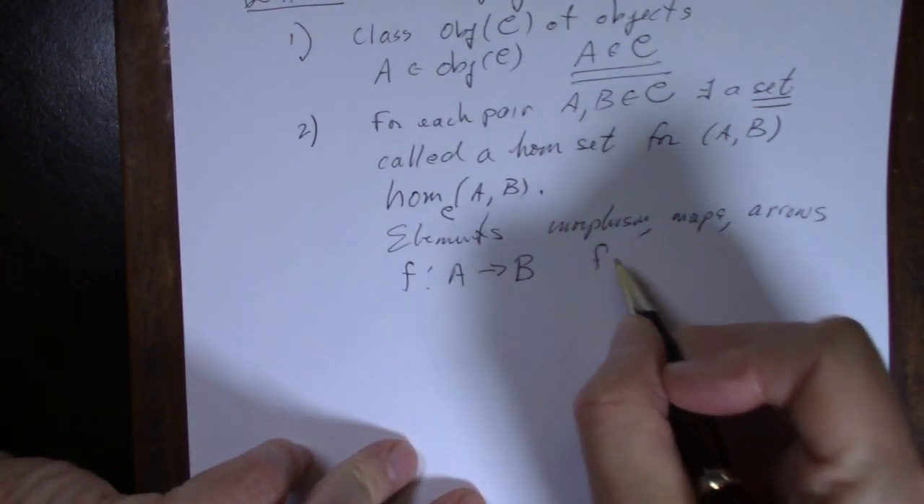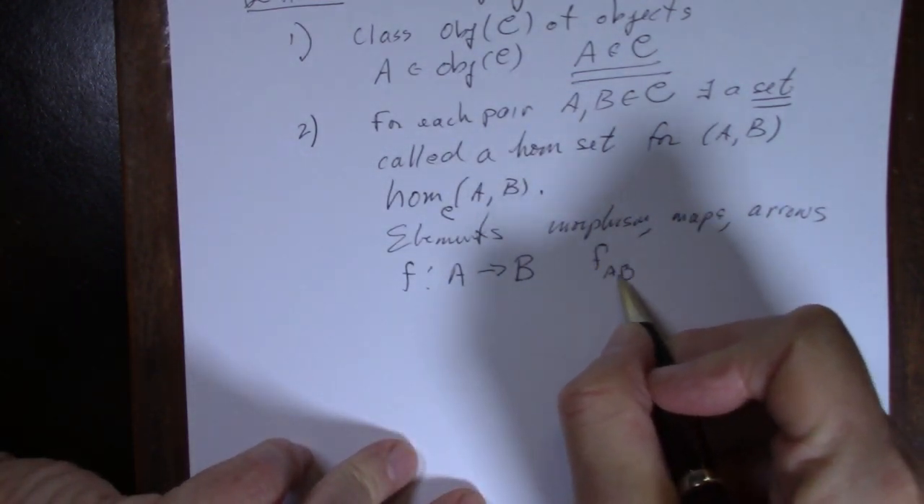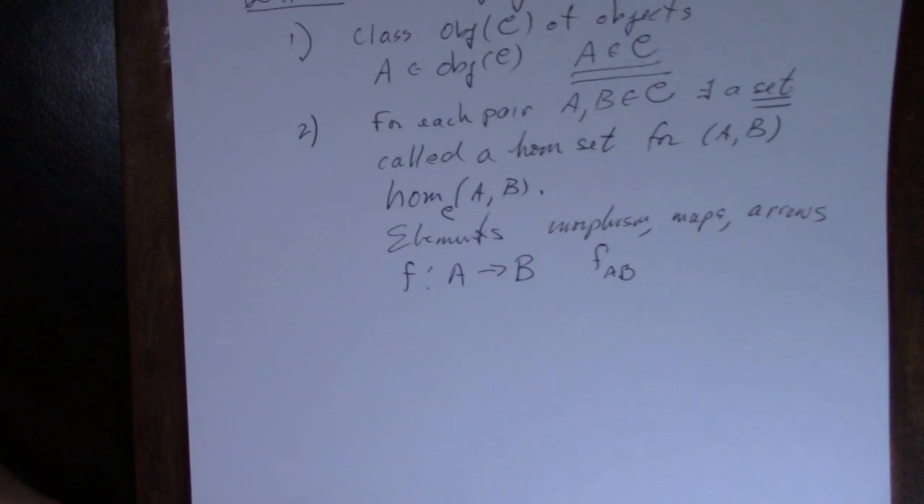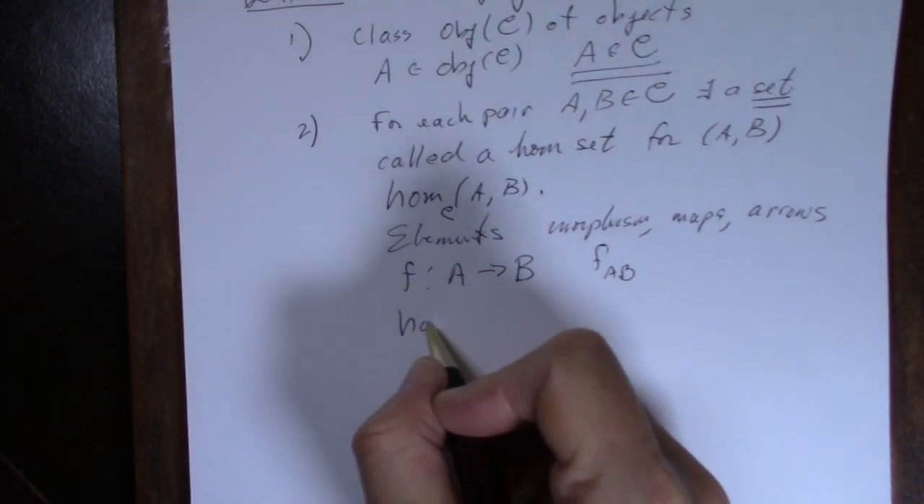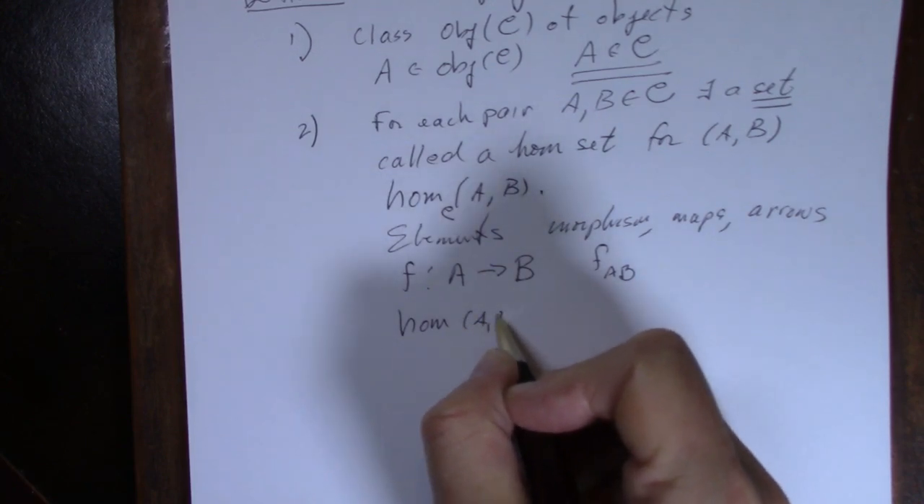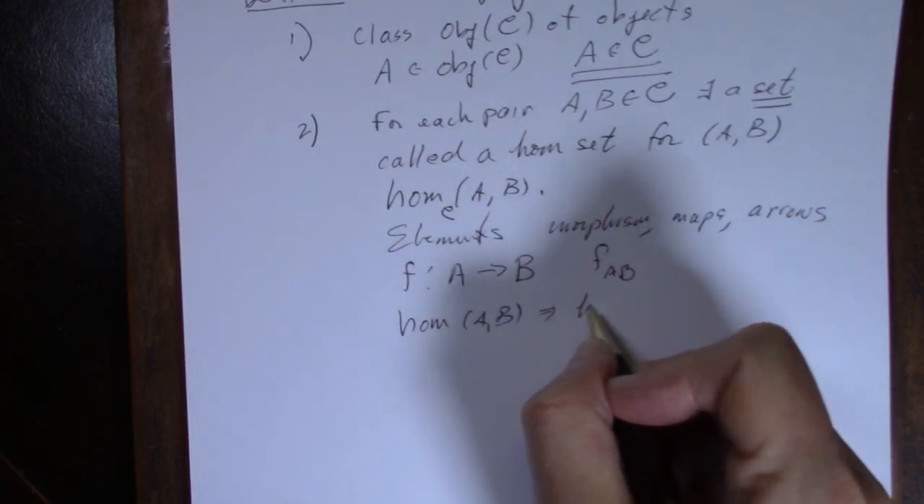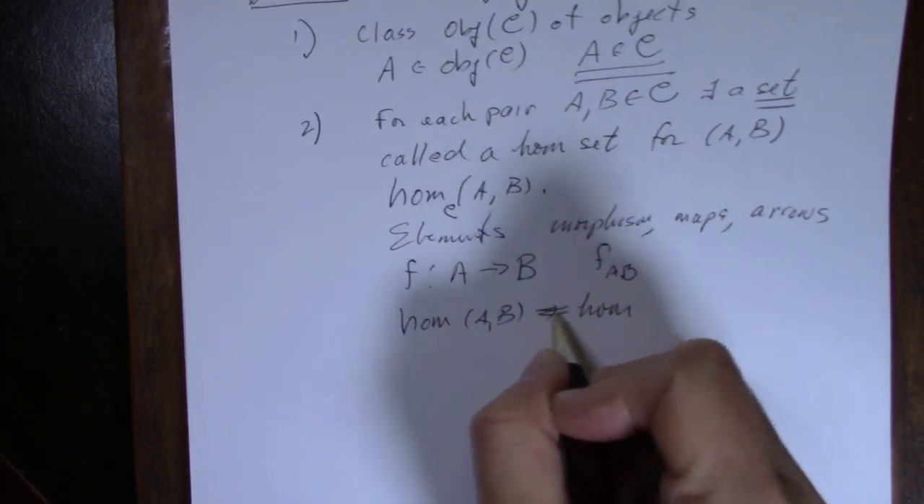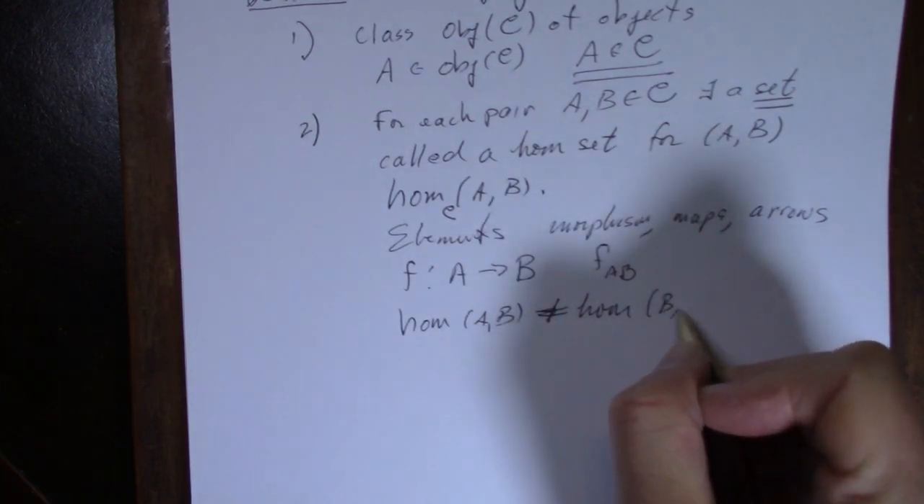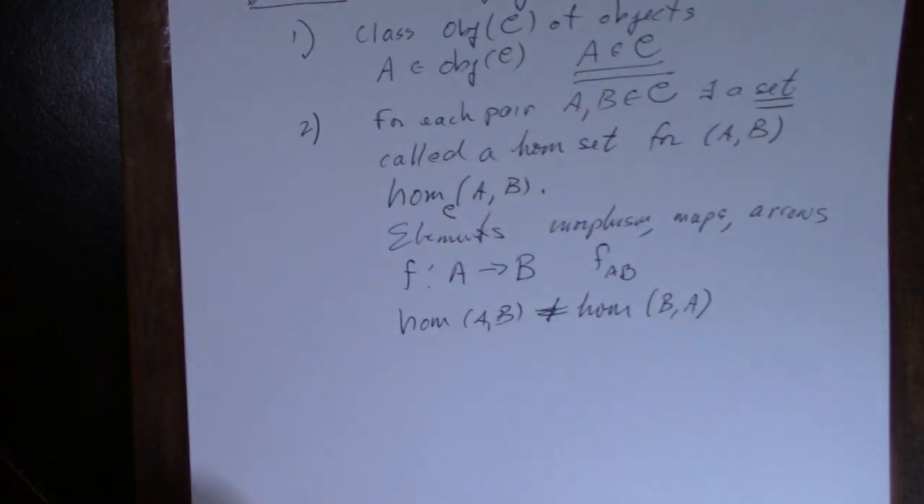Another notation I will use that I find useful in equations sometimes is F with subscript AB. Keep in mind that A and B are not playing a symmetric role here, so the Hom set AB is not the same as, not equal to, Hom BA.